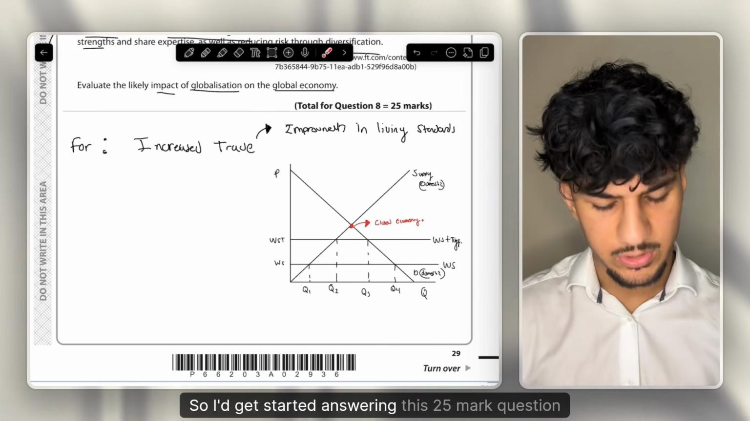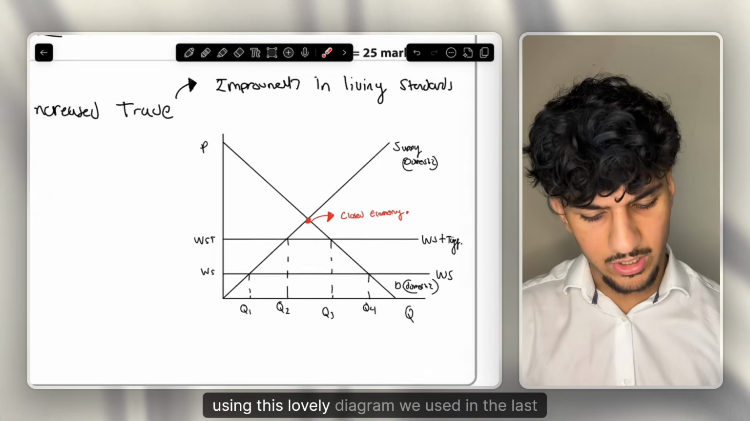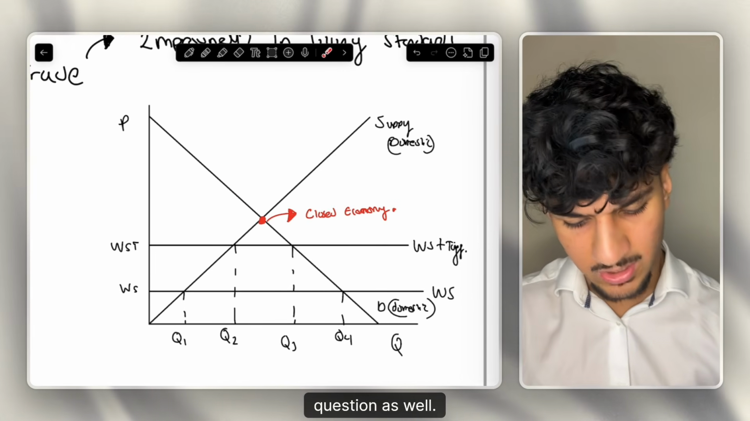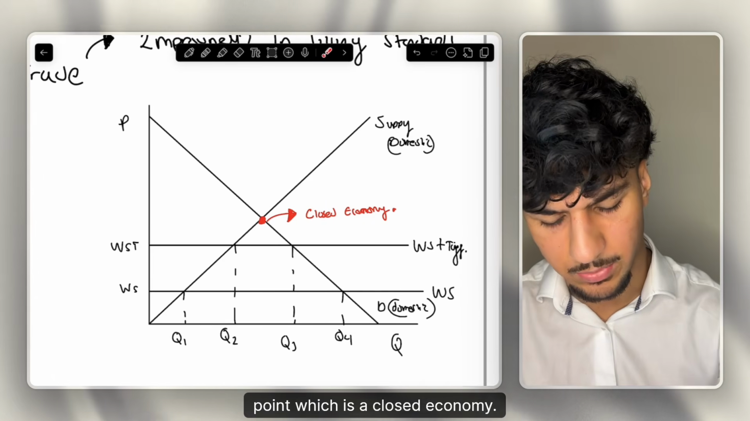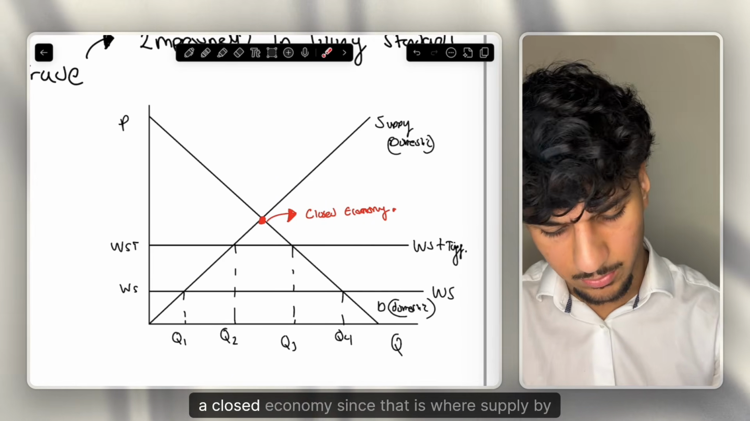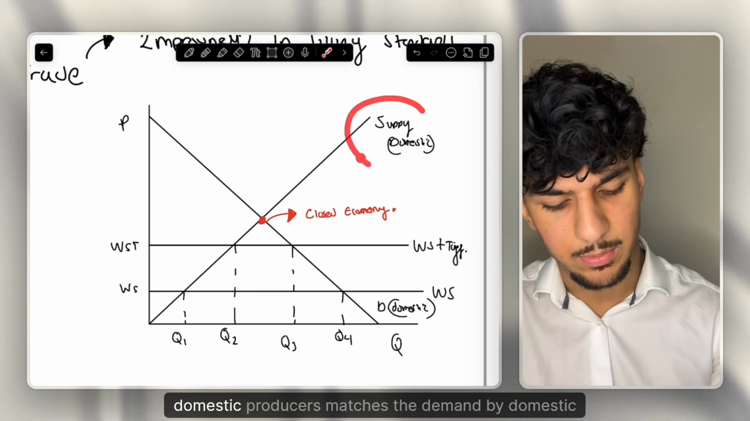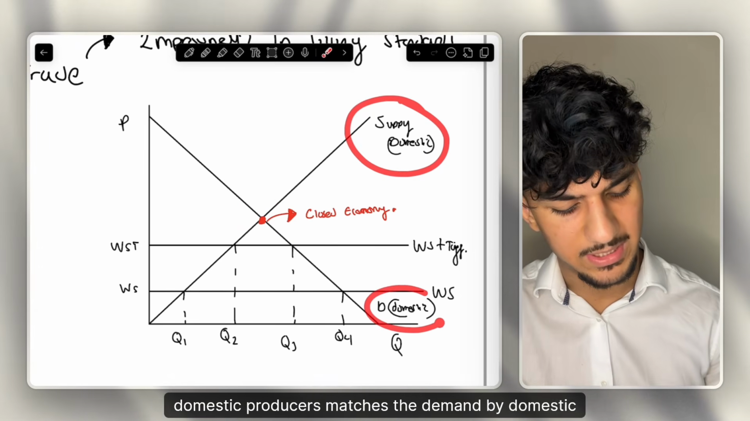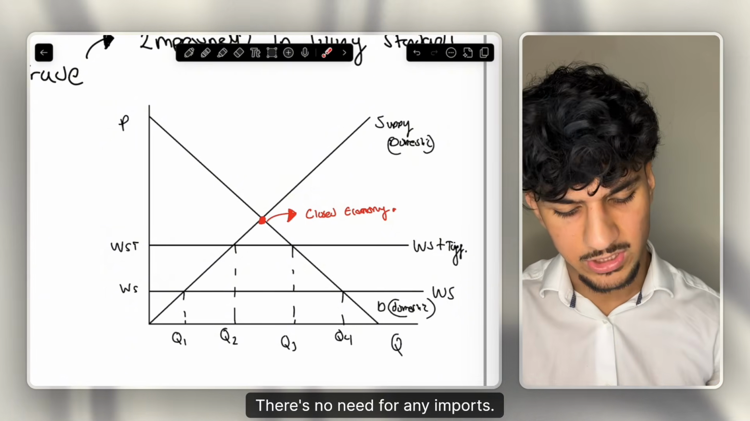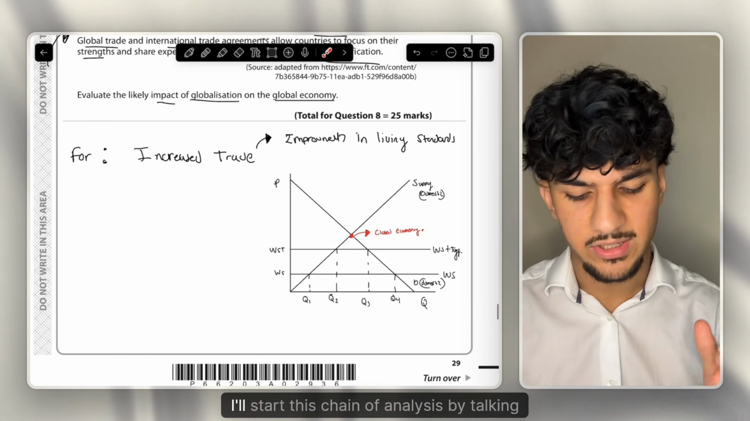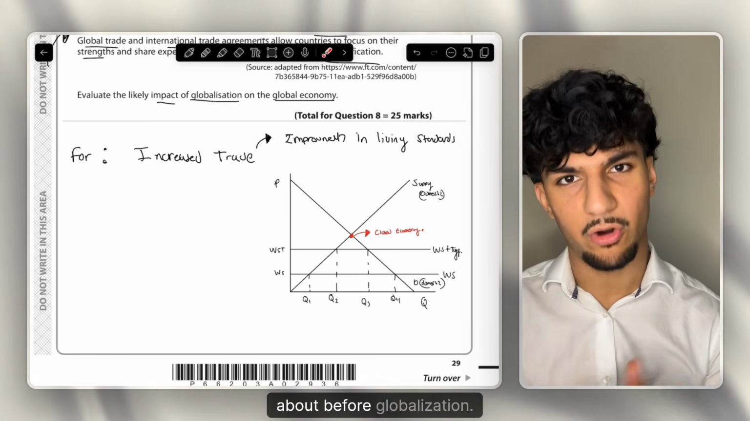So I'd get started answering this 25 mark question using this lovely diagram we used in the last question as well. What is this diagram? It's just a tariff diagram with one added point, which is a closed economy. Why is that a closed economy? Since that is where supply by domestic producers matches the demand by domestic consumers perfectly. Thus, what does that mean? There's no need for any imports. But how would I start this chain of analysis? I'll start this chain of analysis by talking about before globalization.